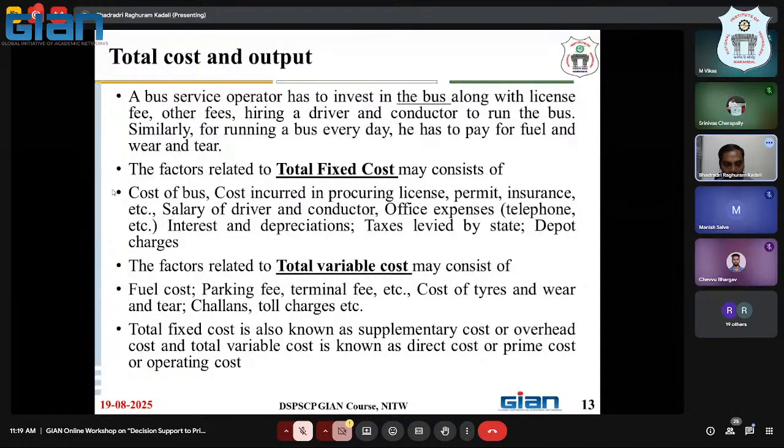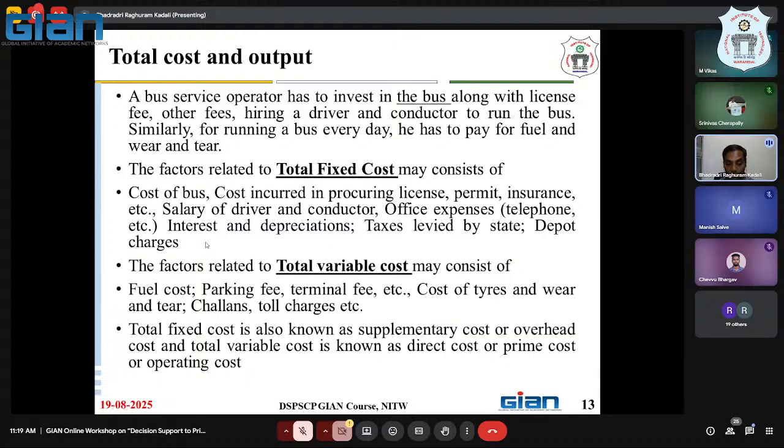So for that, the factors related to the total fixed cost are to be estimated first. That is the cost of the bus and the cost incurred in procuring the license, permit, insurance, salary of the drivers and the conductor, and the office expenses, maybe like the interest and the depreciation and the taxes levied by the state, depot charges like this.